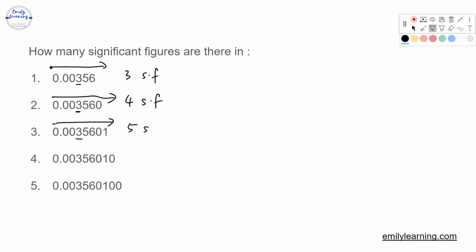5 significant figures here. Going on to question 4, left to right again, we look for the first non-zero number, which is 3. So there's 1, 2, 3, 4, 5, 6. 6 significant figures here. Finally, question 5. We start off with this number here because this is the first non-zero number as we move from left to right. So there's 1, 2, 3, 4, 5, 6, 7. So there are 7 significant figures in this number here.